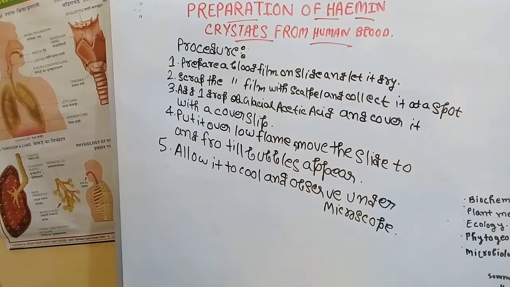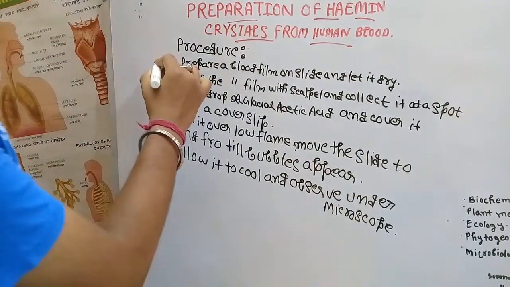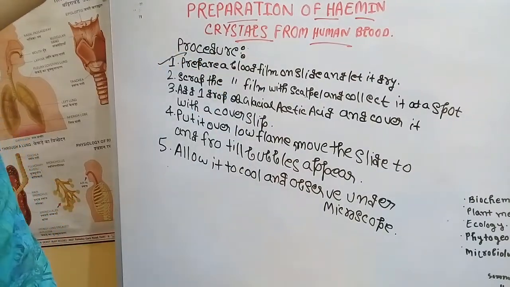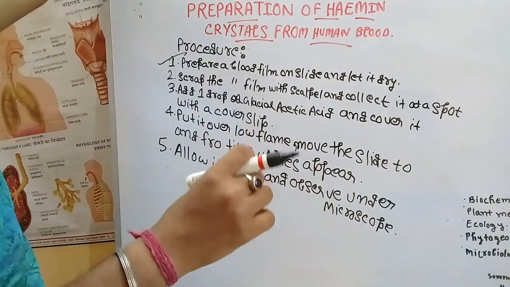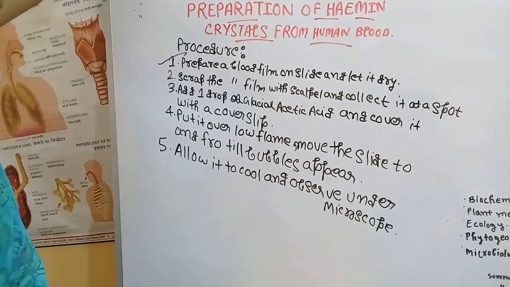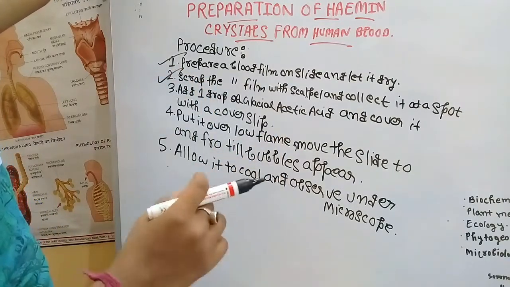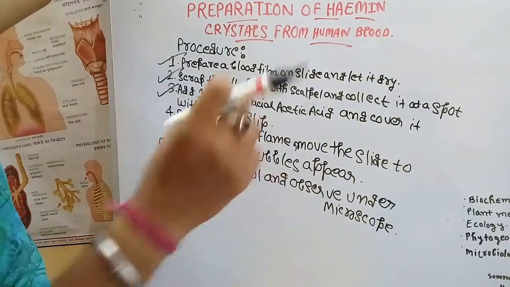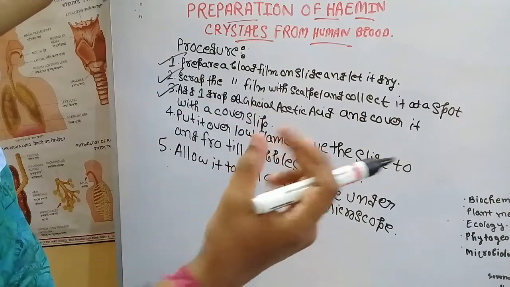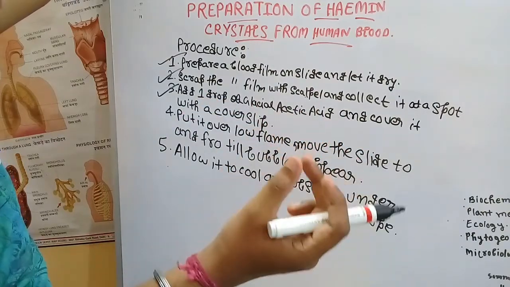So these are the 5 procedures. The first procedure is to prepare a blood film on the slide and let it dry. Take your blood and place it on the slide and let it dry for some time. Number 2 is scrape the film with a scalpel and collect it at a spot. The third is add 1 drop of glacial acetic acid and immediately cover it with a cover slip.